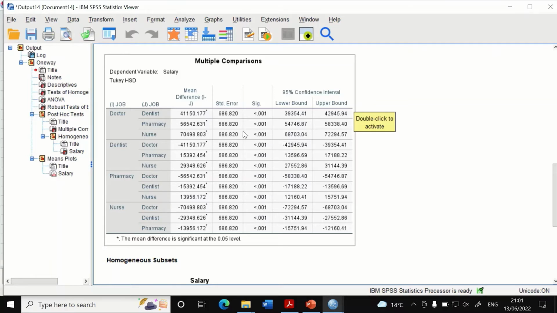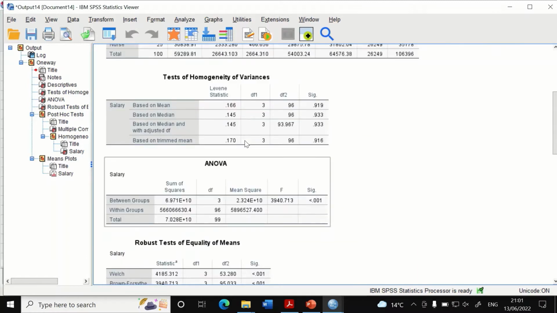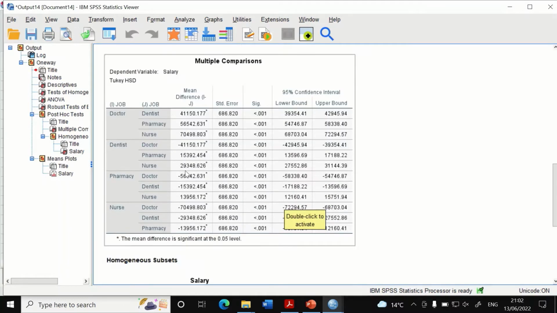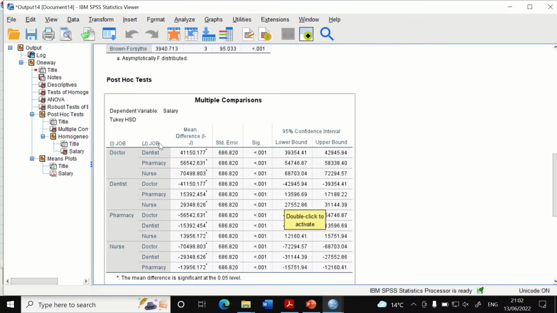So this data shows that, based on the ANOVA table here, there is a significant difference between the groups. And then the test we chose here, Tukey test, determines which pairs or which two groups show differences. Again, here we can see all the groups have differences in the salary range.